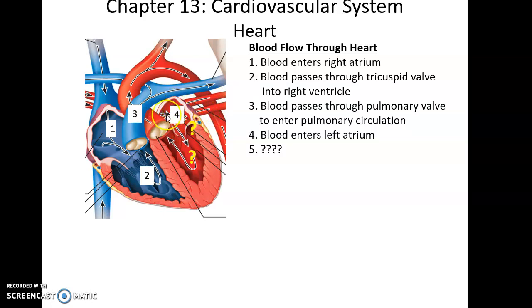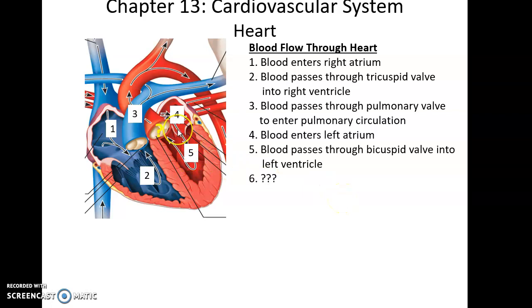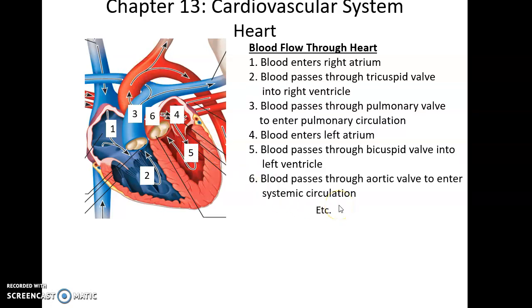And then this oxygenated blood passes through and enters, hopefully you came up with, the bicuspid valve or mitral valve and the left ventricle. And then blood passes through the aortic valve to enter the aorta and the systemic circulation to carry oxygenated blood throughout the tissues of the body. And of course, this goes on and around and around.